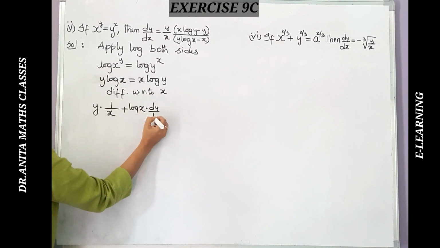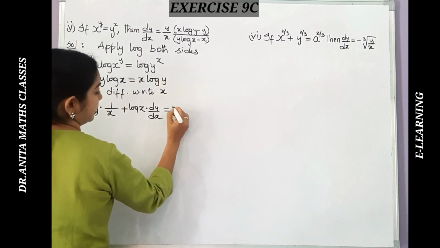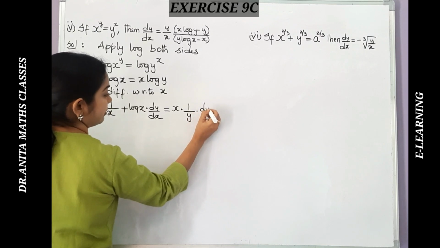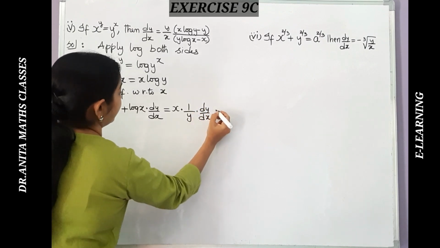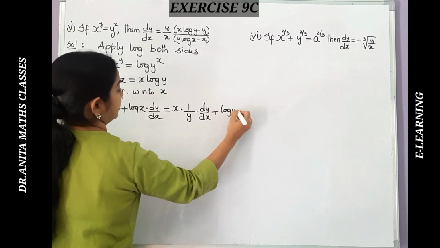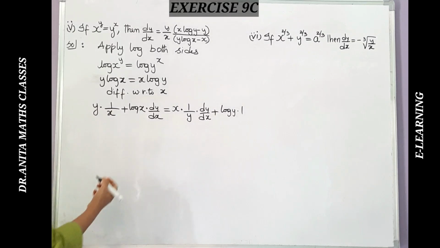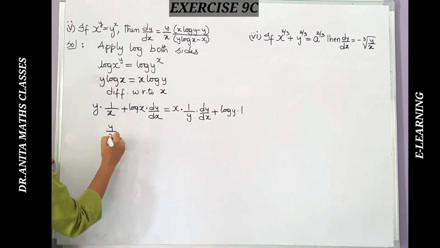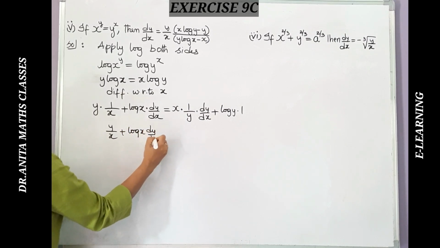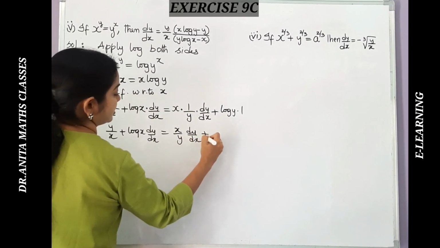So let us start. U, differentiation of v is 1 by x, plus log x into the differentiation of y, which is dy upon dx, is equal to, again by the u and v product rule, x, differentiation of log y is 1 by y, and again dy by dx since the function is in y, plus log of y, differentiation of x is just 1. Here we will simplify it: y upon x plus log x dy by dx is equal to x upon y dy by dx plus log y.